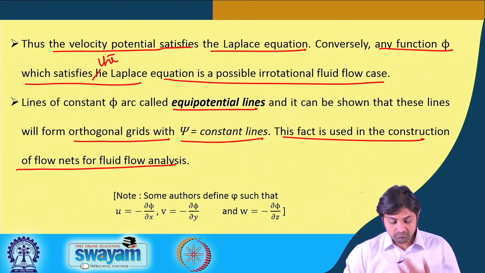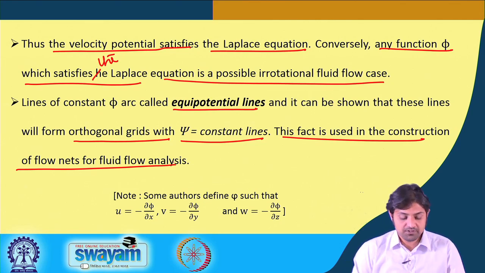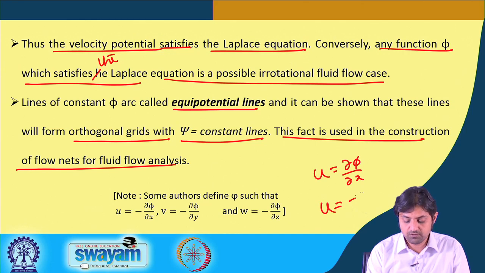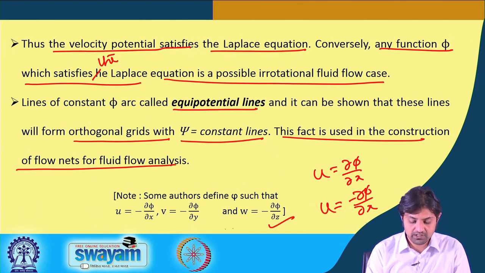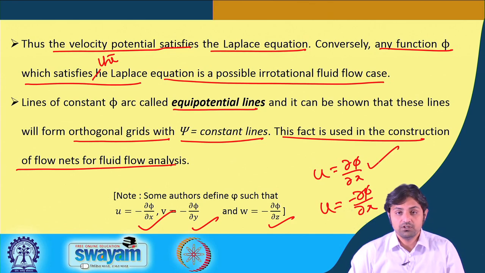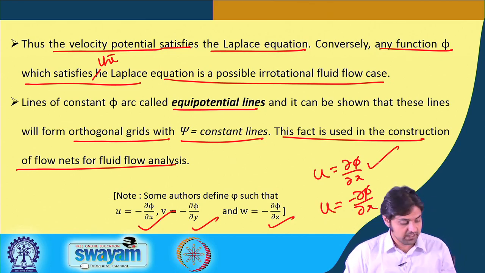There are some authors who, instead of u equal to plus del phi by del x, prefer u equal to minus del phi by del x. It depends on convention, but any of these formulas is correct. I would ask you to stick with this equation, u is equal to del phi by del x.